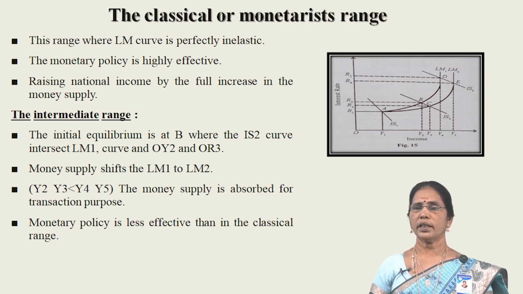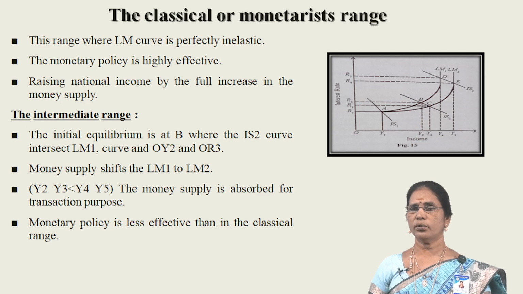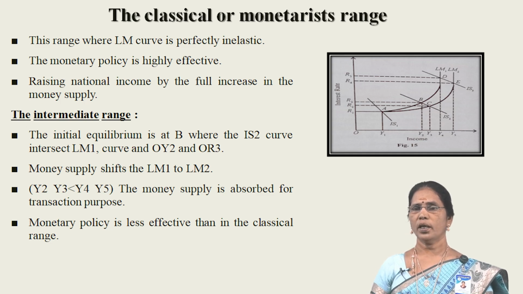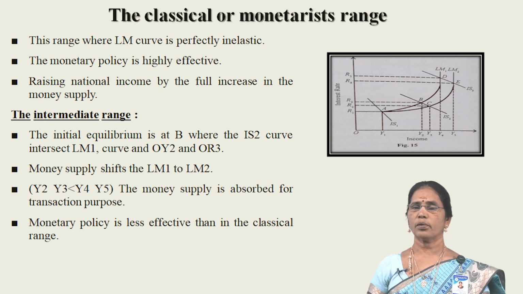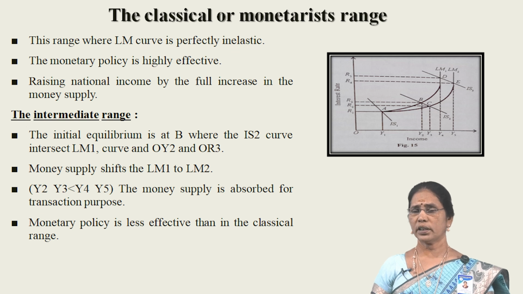Then the next one is the intermediate range. The initial equilibrium is at B, where the IS2 curve intersects the LM1 curve at OY2 level of income and OR3 interest rate. Money supply shifts the curve from LM1 to LM2. The money supply is absorbed for transaction purposes. Monetary policy is less effective than in the classical range.